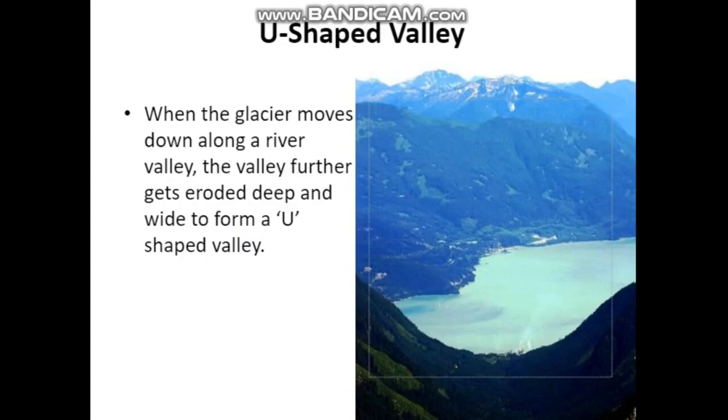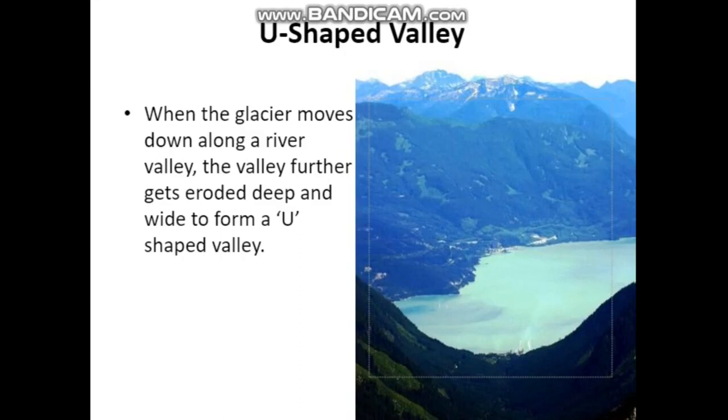Okay. Next one is the U-shaped valley. From this picture, you can clearly understand how this valley is. It is U-shaped. How was this U-shape formed? Do you know? When the glacier moves down along a river valley, the valley gets further eroded, deep and wide, to form a U-shaped valley. Because of the movement of the glacier along a river valley, the valley will get eroded. Eroded means worn away. Deep and wide to form a U-shaped valley.